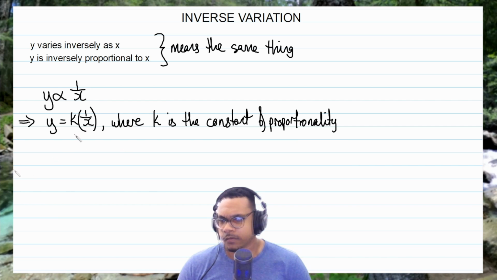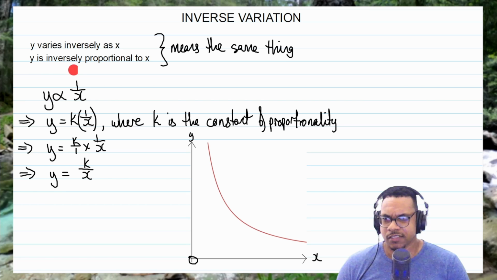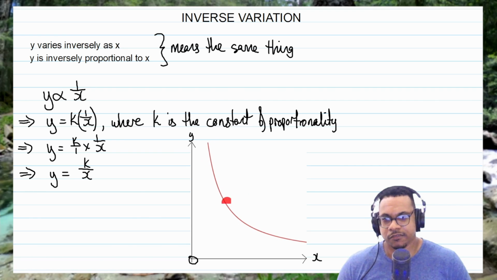proportionality. Now we can simplify this further, because this would mean k over 1 multiplied by 1 over x. So multiplying across, we'll have k times 1 is k and 1 times x is x. So we'll have y is equal to k over x. So when we have y is inversely proportional to x, and we plot a graph of y against x, your graph will look like this. It will no longer be a straight line, it will be a curve. And this graph assumes that k is positive.